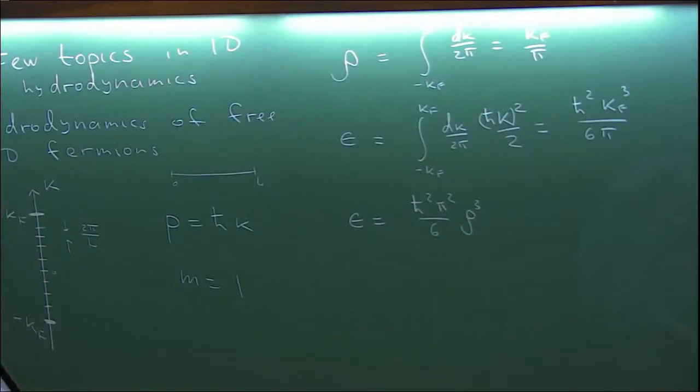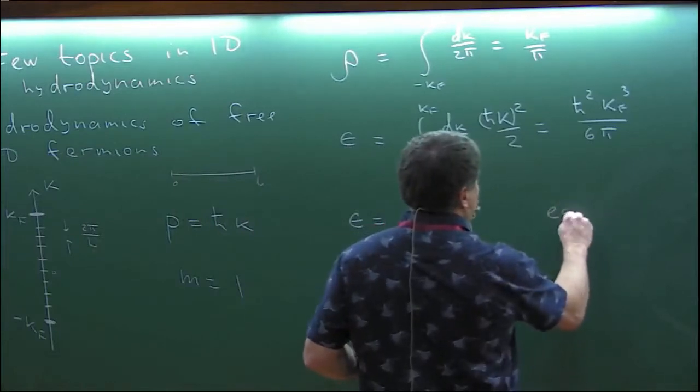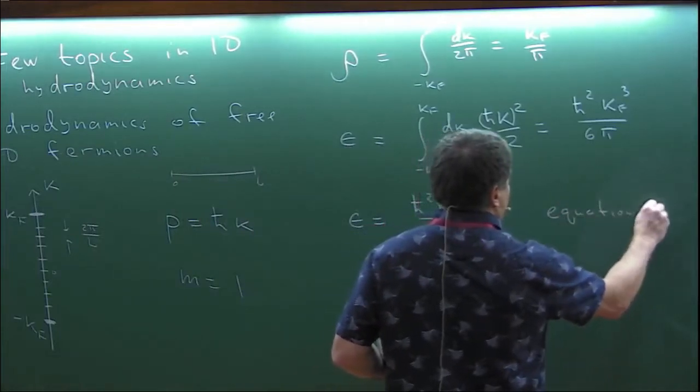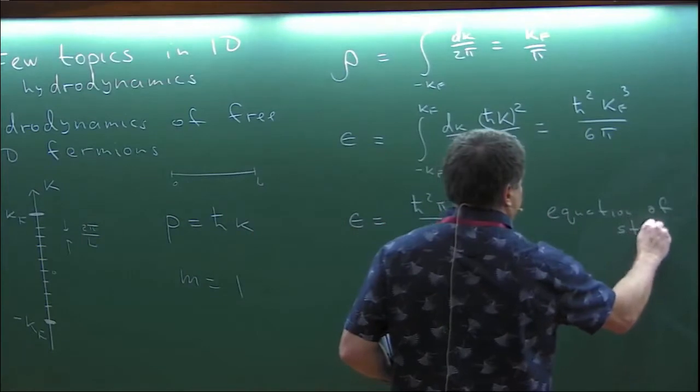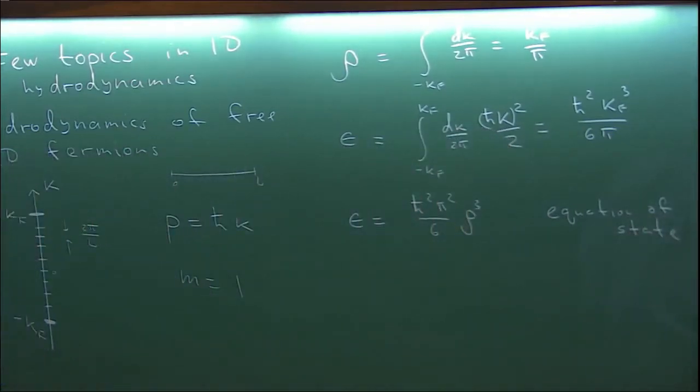So what we just did is we derived the equation of state for free fermions. It relates the energy density with the density of fermions themselves. Okay? Any questions so far?